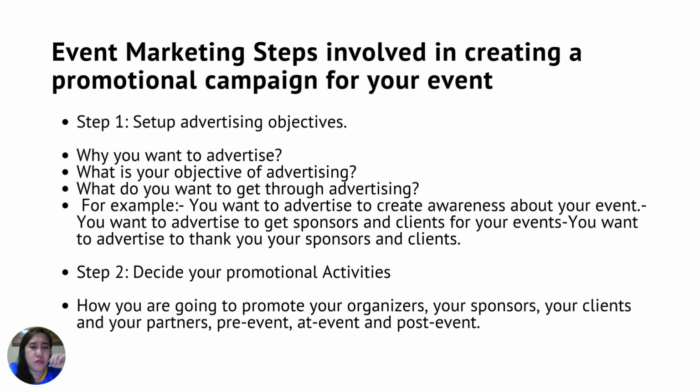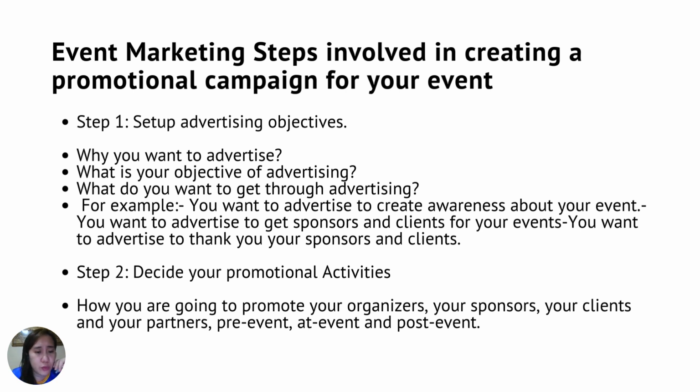So event marketing steps involve creating a promotional campaign for your event. So the first step is you need to set up advertising objectives. Now, what are the objectives of your campaign of a certain event? So why do you want to advertise? What do you want to get through advertising? So here's an example. You want to advertise to create awareness about your event. You want to advertise to get sponsors and clients for your events, or you want to advertise to thank your sponsors and clients. So these are forms of advertisement, but most likely, advertisements have an objective to create awareness, right?